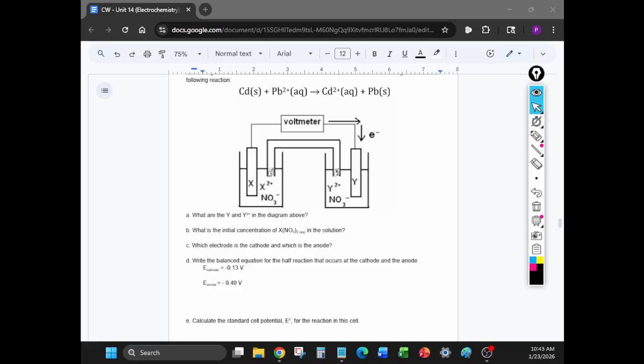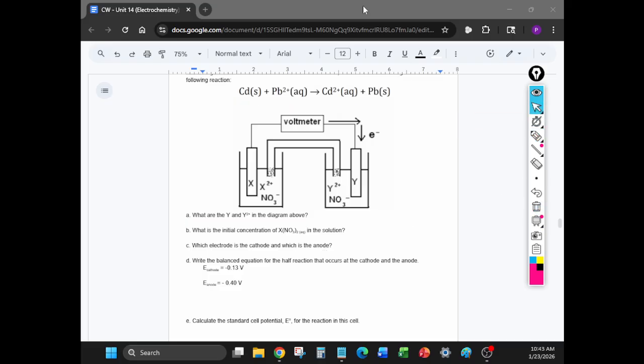All right, welcome back, everybody. Let's see if you guys got this correct. So let's go through this problem. It gives you this reaction right here. It's telling you that this is a reaction that takes place in this galvanic cell. And it gives you this image, but it doesn't tell you where each metal is. It just tells you the current goes from left to right, from X to Y. And then the first problem is asking what is Y and Y2+.